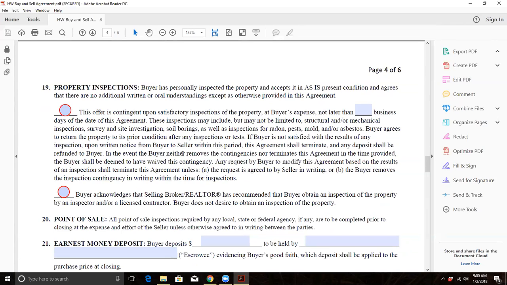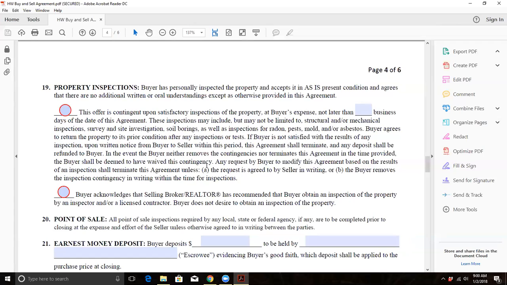In the event that the buyer neither removes the contingencies nor terminates this agreement in the time provided, buyer shall be deemed to have waived this contingency. That's important as well because in TAR, it said you had to do your inspections within that period, but there was no specific language that said you also need to request a termination during that time period. Somebody could technically come back 5 days later and say, yeah, we did our inspections then, but we're not happy with it, so now we want out.